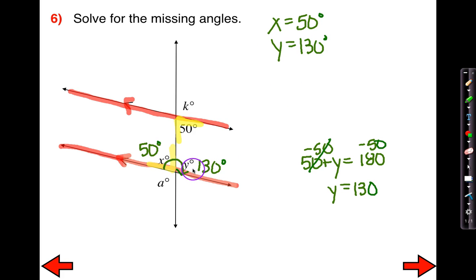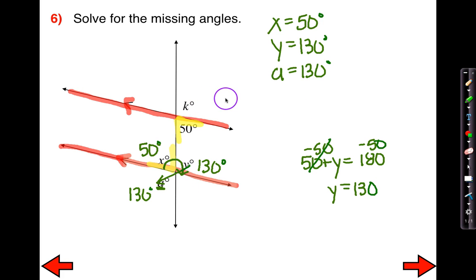Guess what? Since Y is 130 degrees, what else has to be 130? A does, because these are vertical angles. So I'm going to go ahead and write that A is also 130 degrees. So how am I supposed to figure out K?